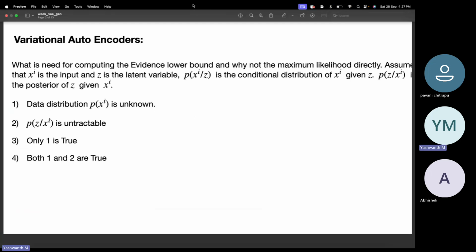The first question is why do we even need to compute the evidence lower bound and why not the maximum likelihood directly, as I was explaining in the initial phase of our discussion? Assuming that xi is the input and z is the latent variable, and p of xi given z is the conditional distribution of xi given z, and p of z given xi is the posterior of z given xi, which of the following is true? One, the data distribution is unknown, or two, the posterior is intractable, or only one is true, or both one and two are true. So any guesses?